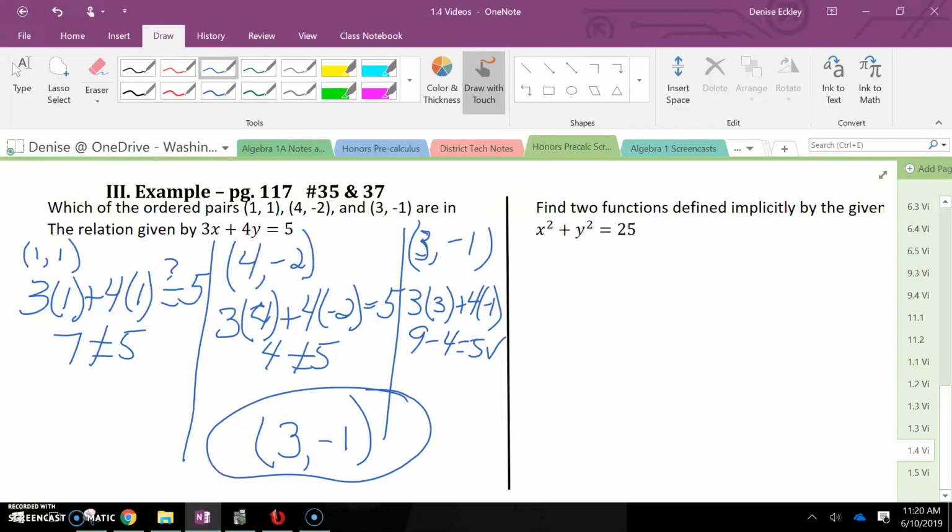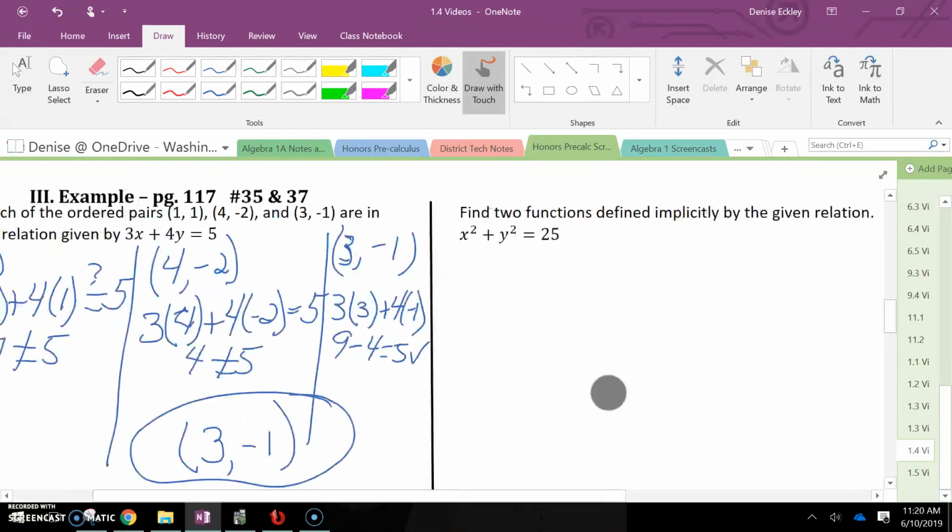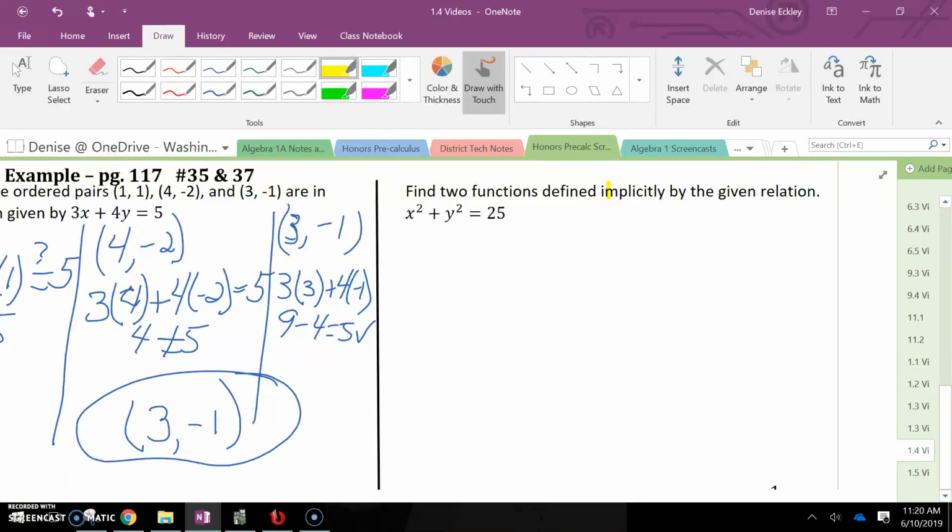Now, for the second one, we are asked to find two functions defined implicitly by the given relation. And the reason why it's called implicitly defined is because our equation is not solved for y. So that is what we need to do. And in doing so, we should have two different equations that define this relation. So I am going to subtract x squared from both sides. That leaves me with y squared equals 25 minus x squared.